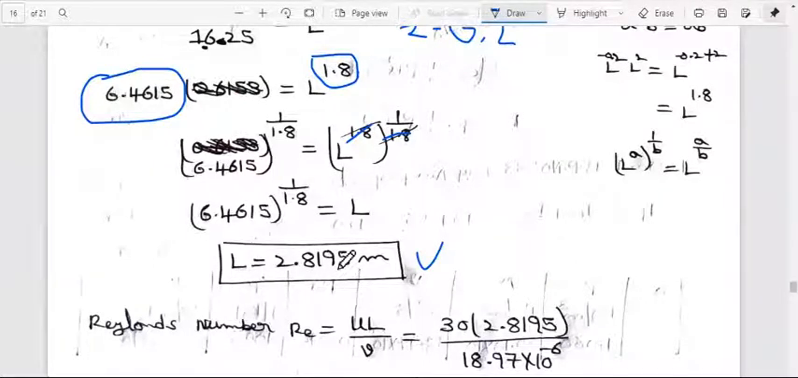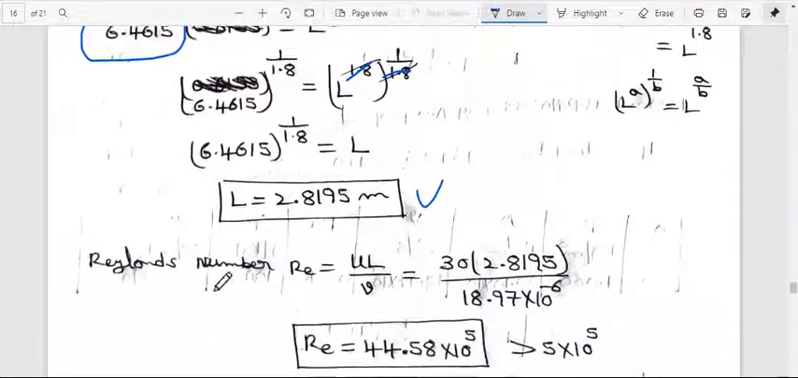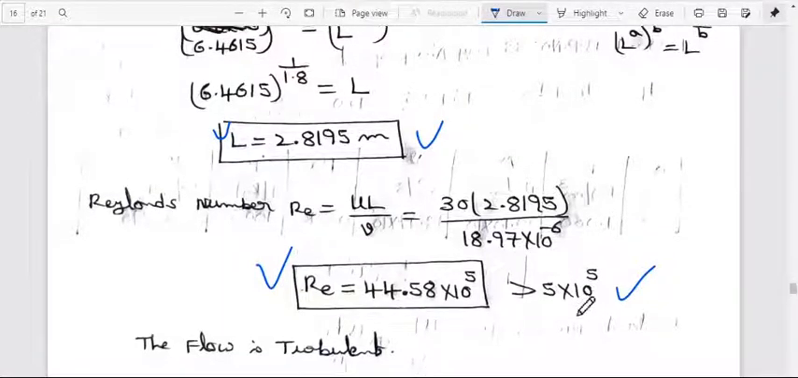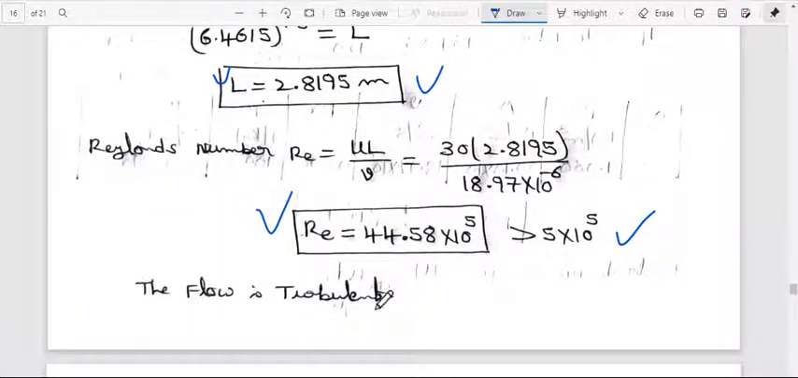2.8195. So Reynolds number. So here L value is a known parameter. Reynolds number is greater than 5 into 10 power 5. So here this is the turbulent flow. So now the L value is satisfied with the Reynolds number being greater than 5 into 10 power 5. So the condition is satisfied. This is the turbulent flow condition.